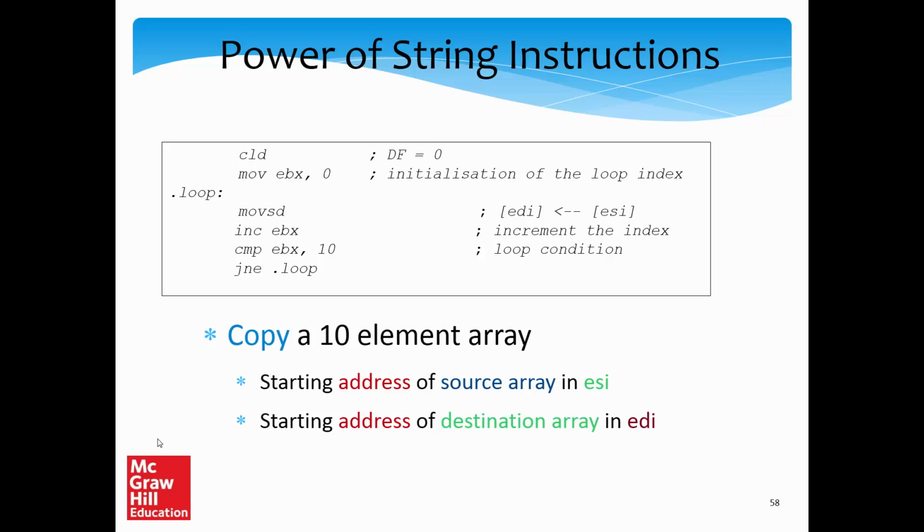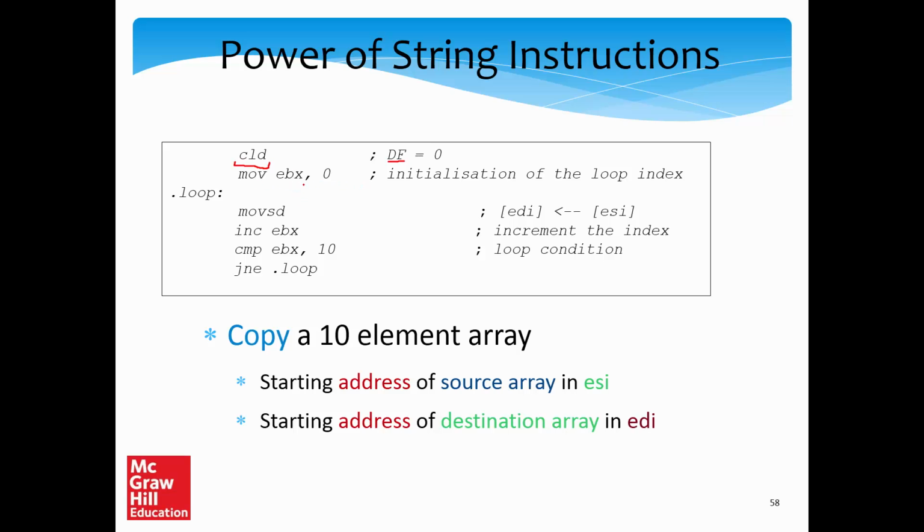Let's assume that we have a 10 element array of integers. The starting address of the source array is in ESI and the starting address of the destination array is in EDI, and essentially we want to copy the source to the destination. The first thing that we should always do for such kind of code is set the value of DF, the direction flag, to either 0 or 1. In our case, we want to count upwards, start at the lowest element and keep going up. Up means towards higher addresses, so we set DF equal to 0 by calling the CLD instruction.